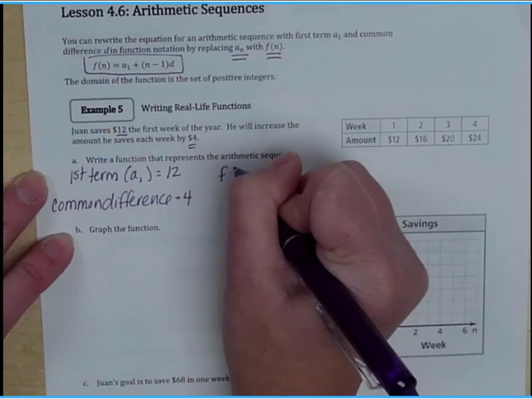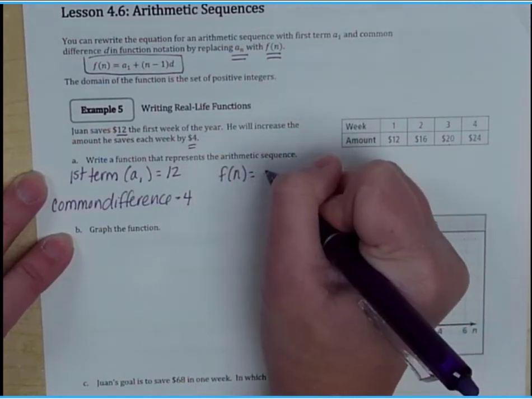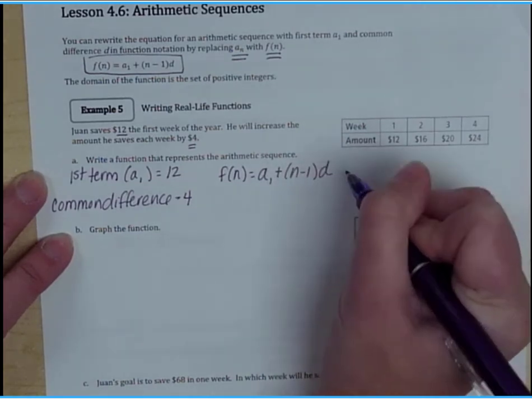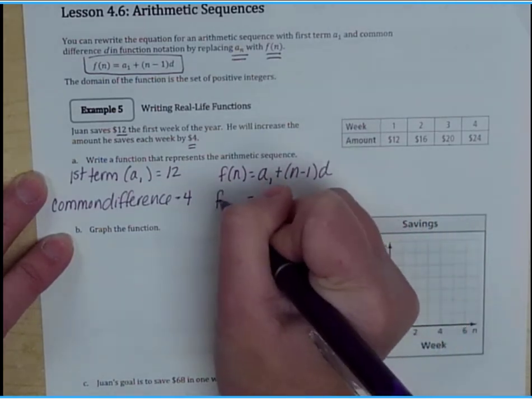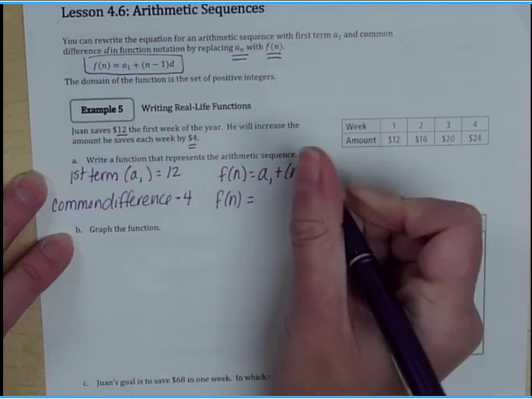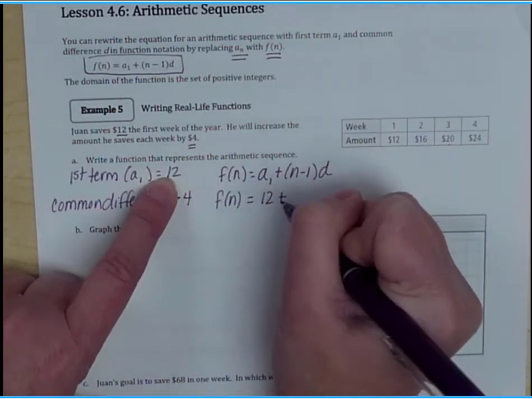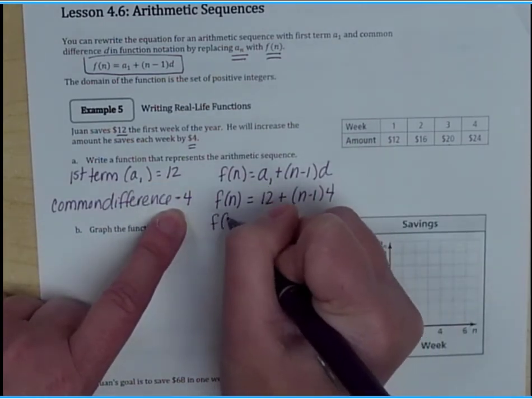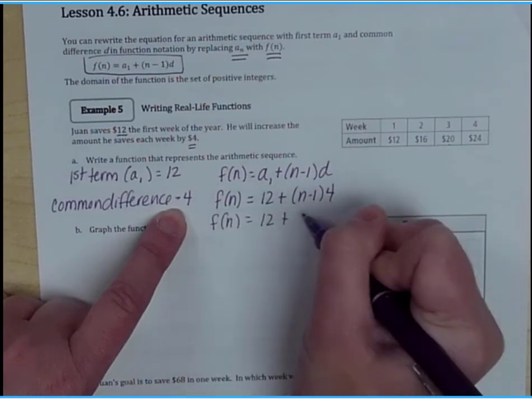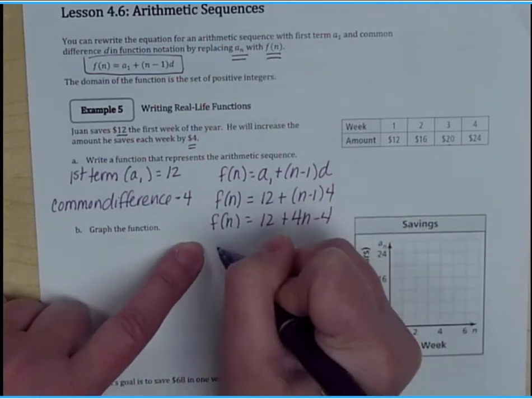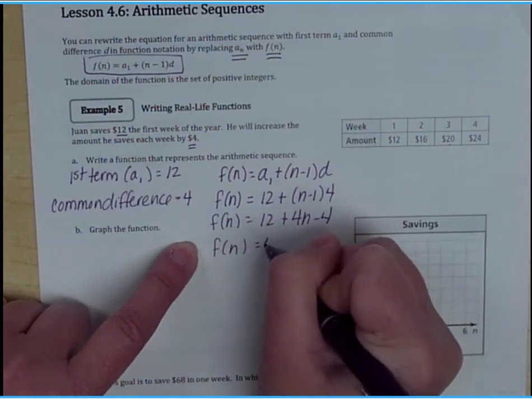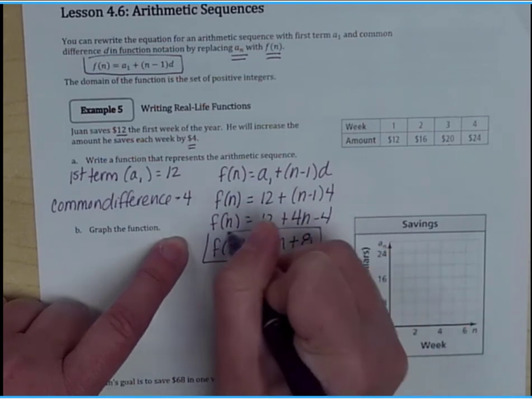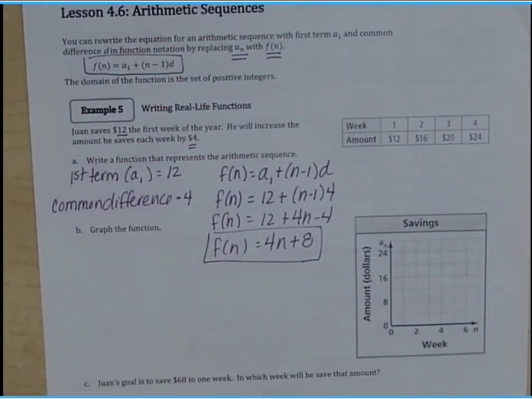So now I can write my equation. So I have f of n equals A of 1 plus n minus 1 times d. So f of n equals A1 is 12 plus n minus 1 times my common difference, which is 4. So I have f of n equals 12 plus 4n minus 4. F of n equals 4n plus 8. Sure looks like an equation of a line to me.